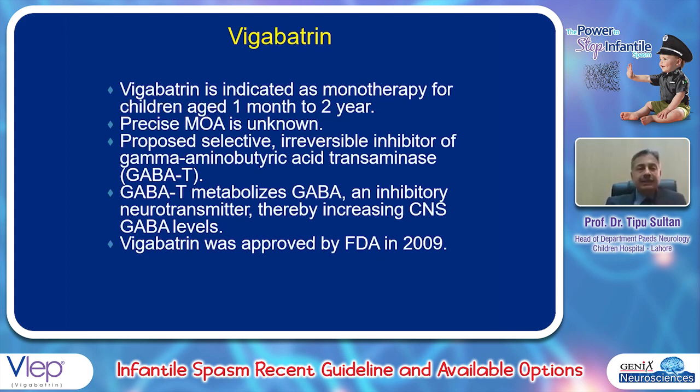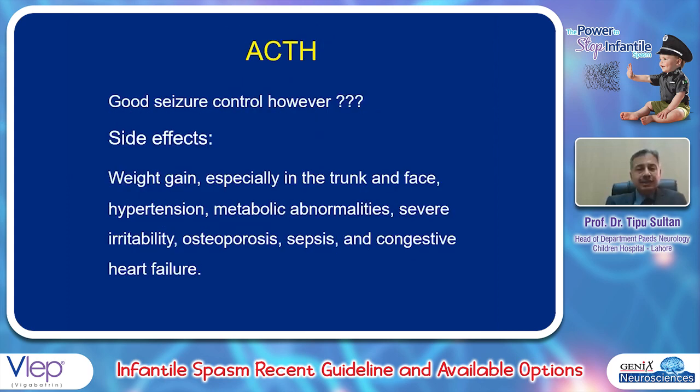The other option in the management of infantile spasm is ACTH. Of course, it is again a good drug for seizure control. However, regarding the side effect profile, though the visual field effect was not in question, there is weight gain, especially of trunk and face, hypertension, significant metabolic abnormalities including glucose and calcium, changes in bone metabolism, osteoporosis, irritability, and the potential side effect of congestive heart failure. One should always keep this in mind. However, another important point is that it is not a licensed drug in Pakistan.